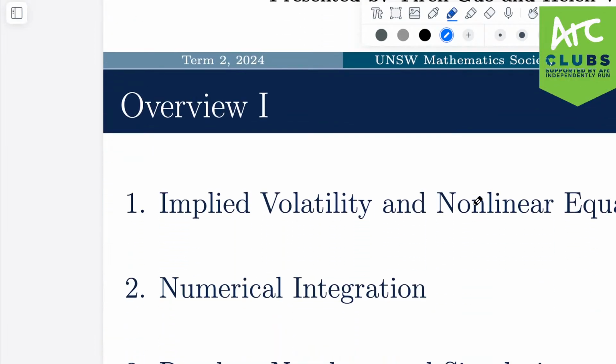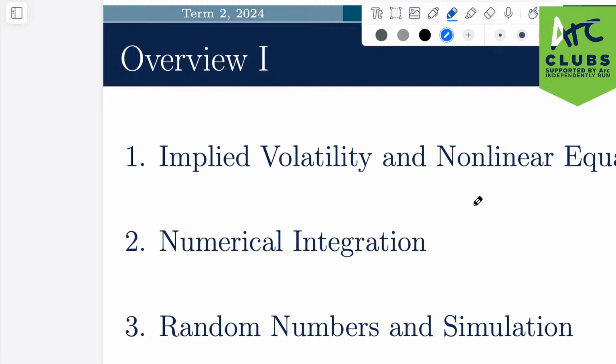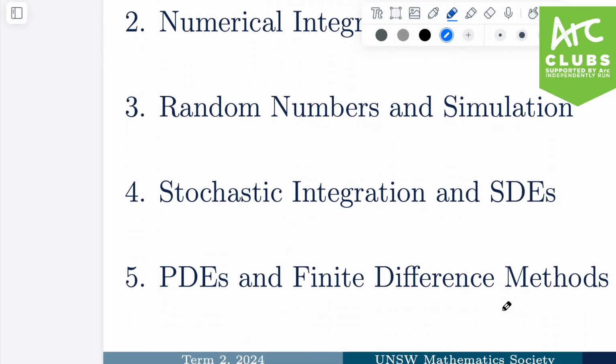So we'll have 5 topics. We'll start with the Black-Scholes model, implied volatility and nonlinear equations. So we'll talk through some numerical methods to estimate implied volatility. We'll do numerical integration, as in how we can approximate integration over a given interval. We'll do random numbers and simulations, so mainly the Monte Carlo and quasi-Monte Carlo simulation methods. And then we'll go to stochastic differential equations as well as the finite difference method for partial differential equations.